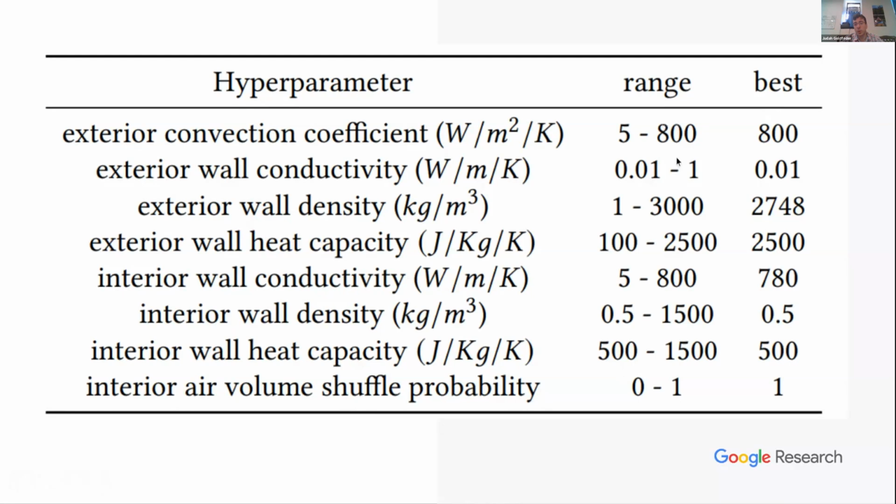And here are the ranges we gave to our hyperparameter tuning and the best values that were found. What's interesting is most of these values are physically plausible. They represent real materials, not necessarily always the materials we expect to find in buildings, but none of these values are too crazy. So that is interesting as well.